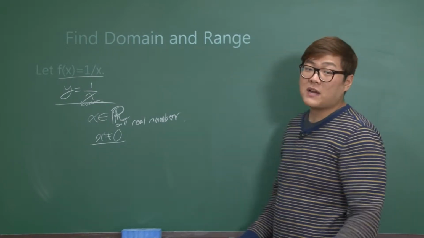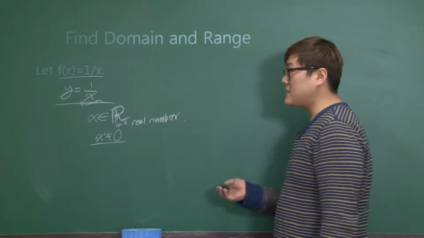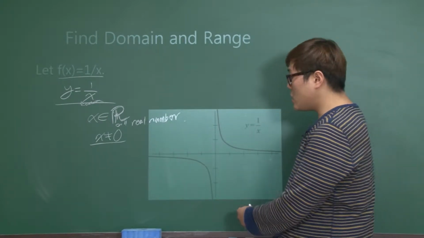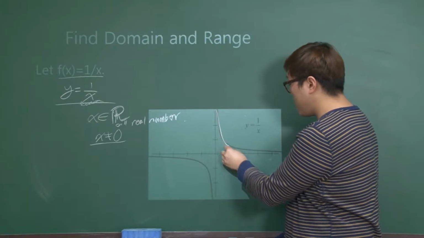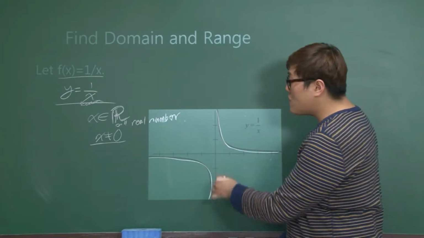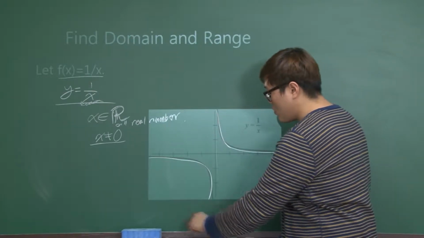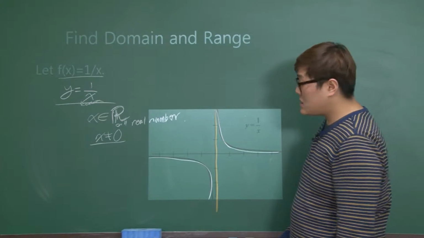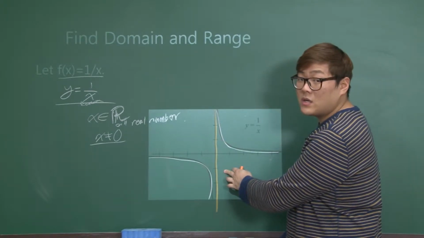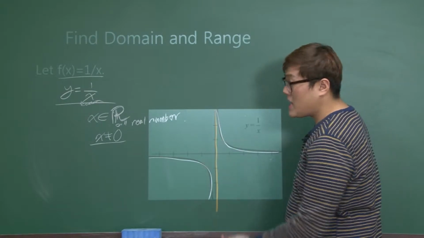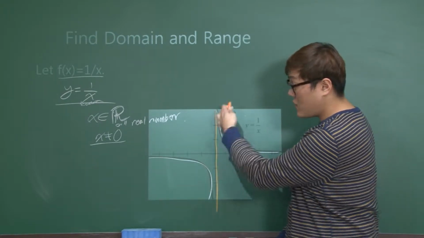Okay, let's check it with the graph. If you have a graphing calculator, just grab it and plot it. Then you're going to have a graph looking like this. There are points like this, and points like this. One important thing is there's no value for x equals 0. So this line is actually empty. There is no point on this vertical line.